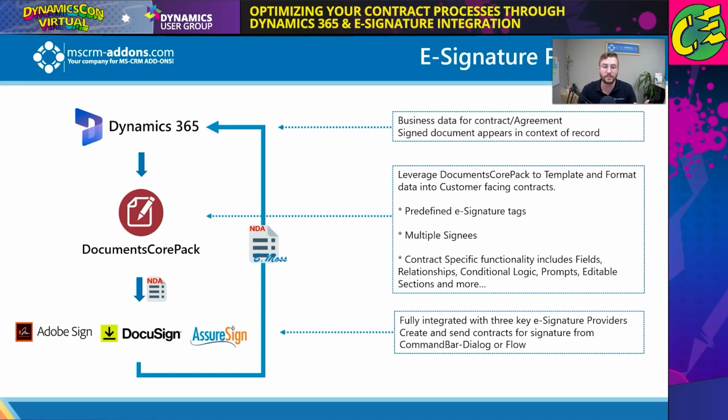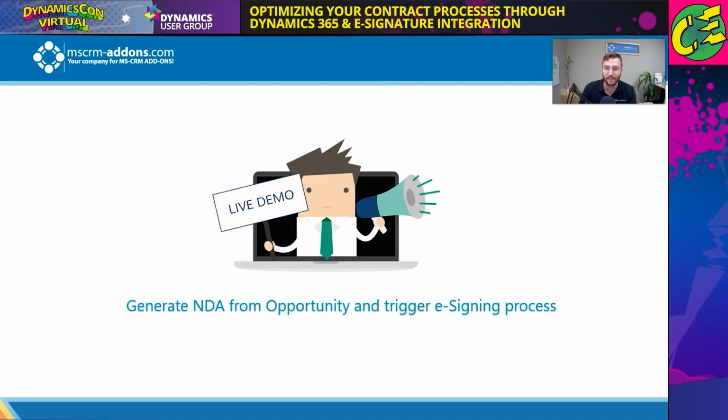Next, once you've generated your template, we then have an integration which connects through either Adobe Sign, DocuSign, or AsureSign's API, and then you can send through, in one click, one of those providers for the legal e-signature. But rather than continue to talk about it on this slideshow, I'd like to go ahead and get into my demo, which is going to be generating an NDA from an opportunity and triggering the e-signature process.